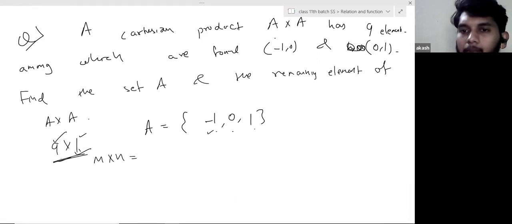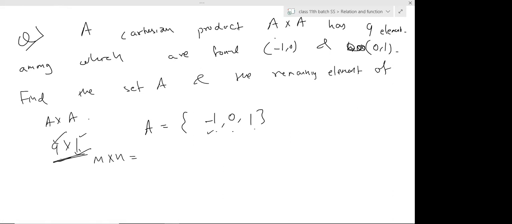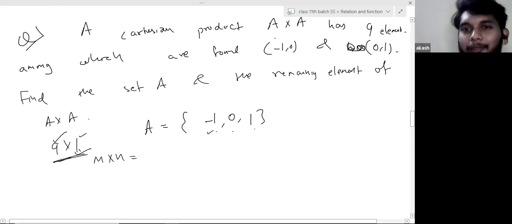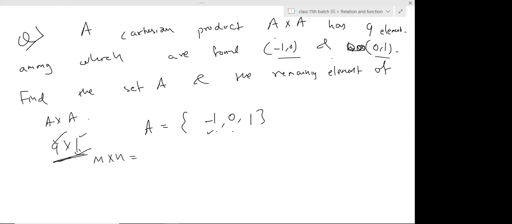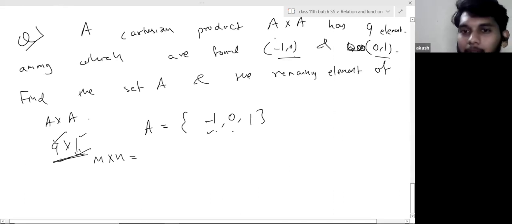Can anyone explain this to me? They have only given you the ordered pairs, right? But there are 3 numbers. Because we have 3 different elements here, -1, 0, that means -1 must be there, 0 must be there, and 0, 1 is there. That means 1 is also there.